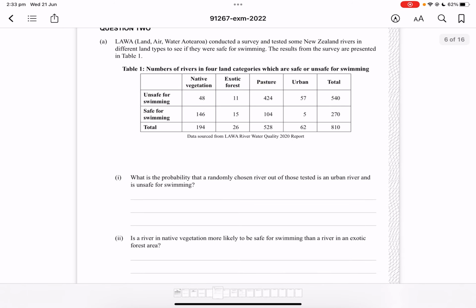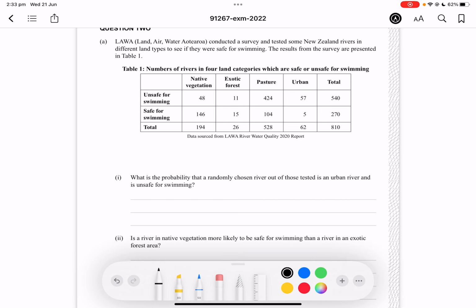What is the probability that a randomly chosen river from one of those tested is an urban river and is unsafe for swimming? For these types of table questions, you have to look at what we are choosing from, and what we are trying to see. We're choosing from all of the rivers tested, so that means all of them, which is 810, and we're looking at those that are urban and unsafe for swimming. So that would be urban and unsafe for swimming, so 57.